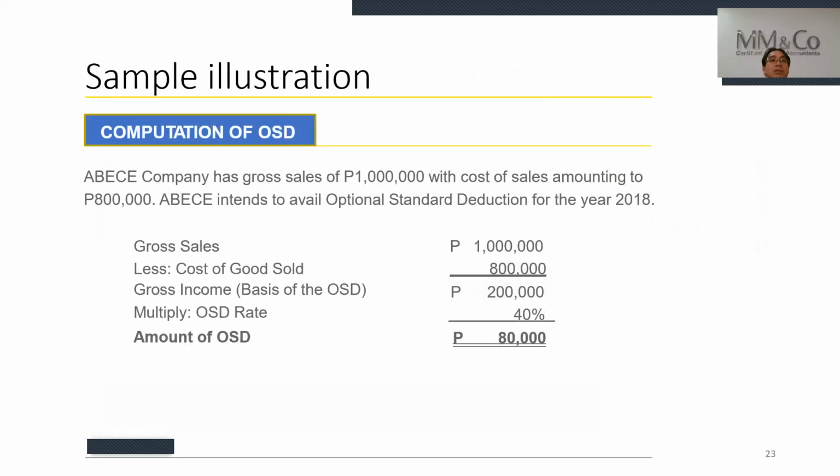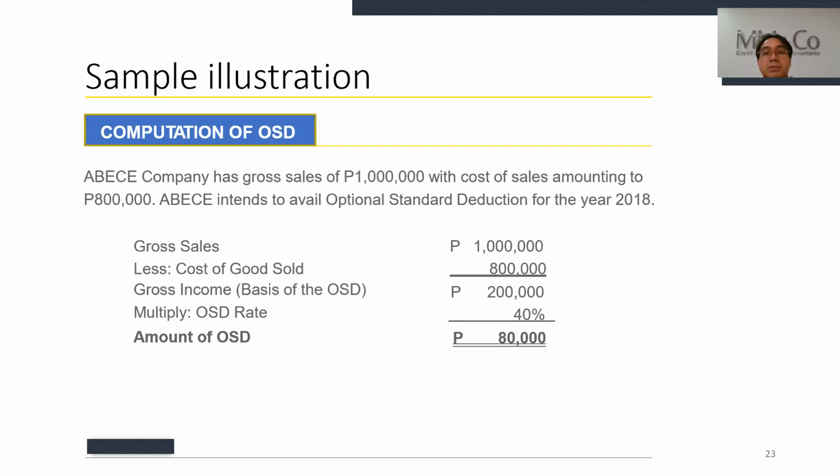So how to compute your OSD? ABC company has gross sales of 1 million with cost of sales amounting to 800. ABC intends to avail OSD. So gross sales mo minus cost of goods sold, and then ang gross income basis mo would be your 200. So 40% OSD, therefore your OSD is 80.